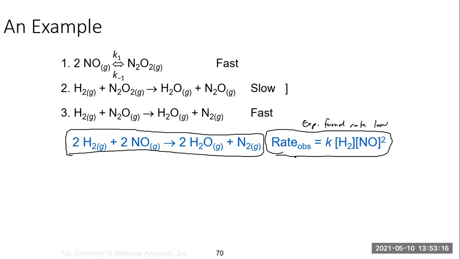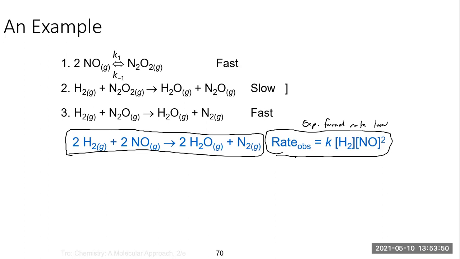You want to use the mechanism to determine, is this a good mechanism? And again, what we're looking for really is two things. We need to add up all the individual steps and determine, does it equal the overall reaction? And if that's true, then we need to determine, does the rate law for the slow step equal the rate law for the overall step, or the experimental rate law? So let's see how we could do this.